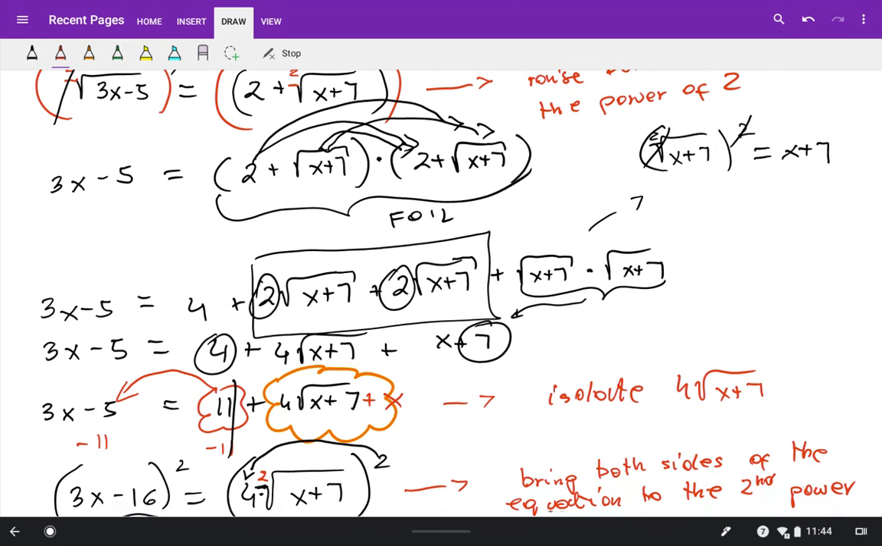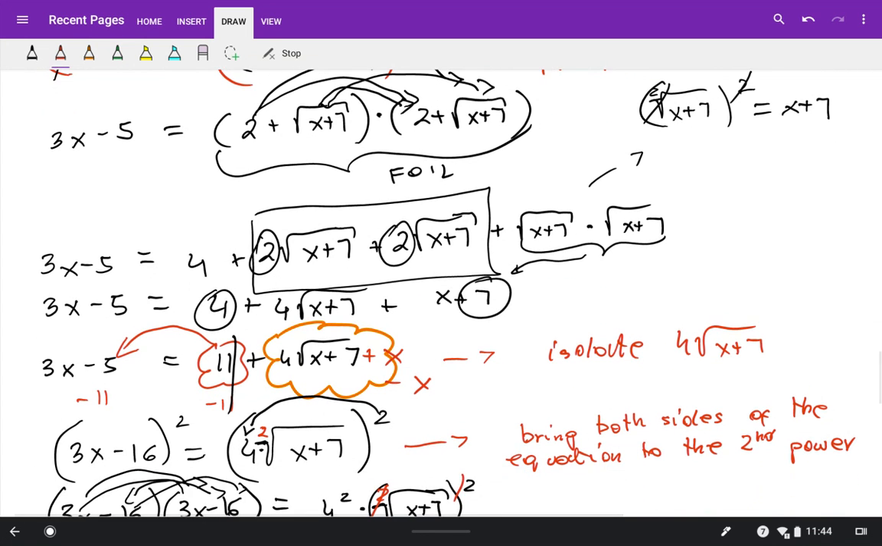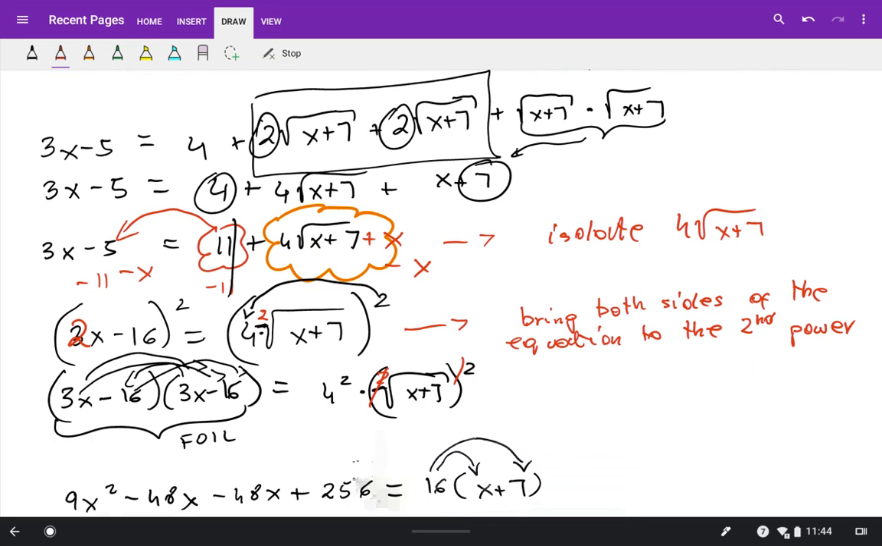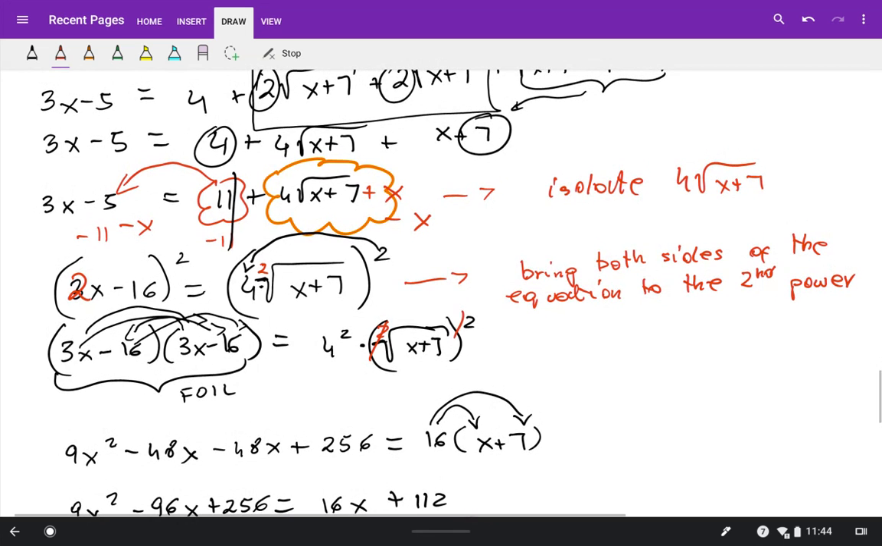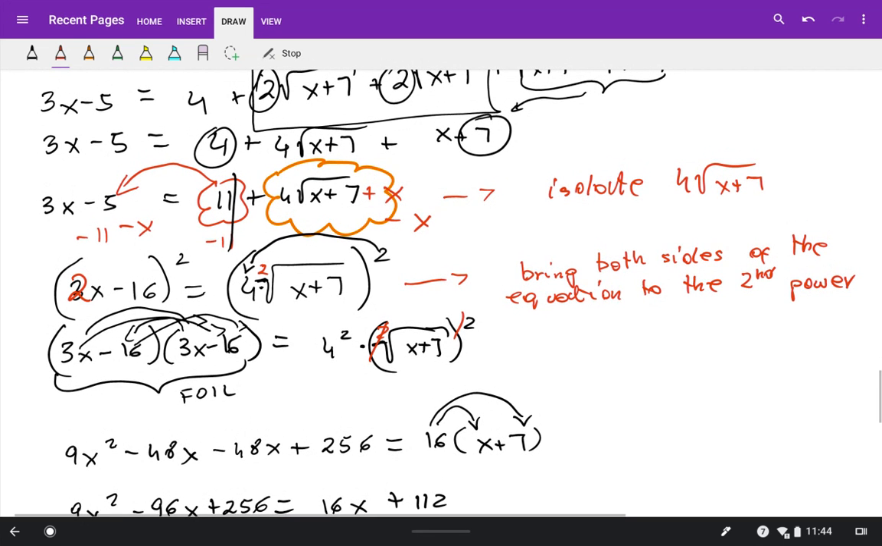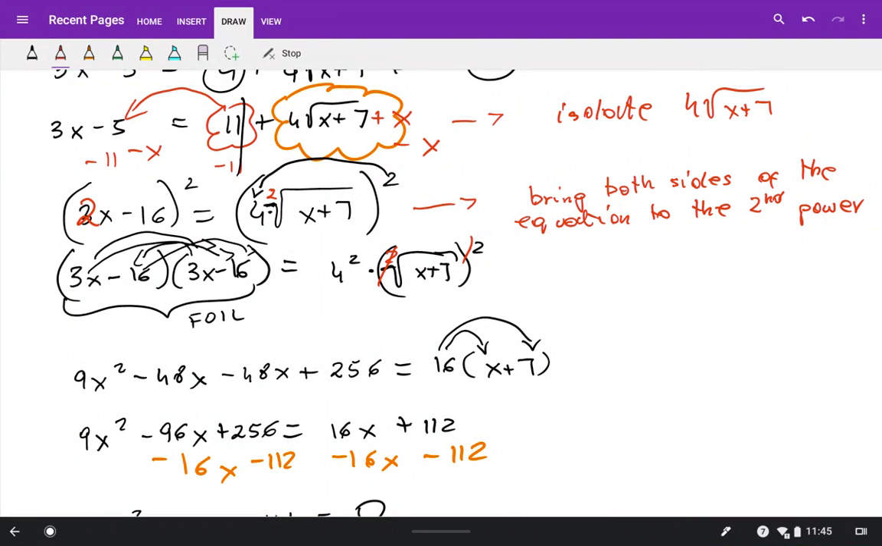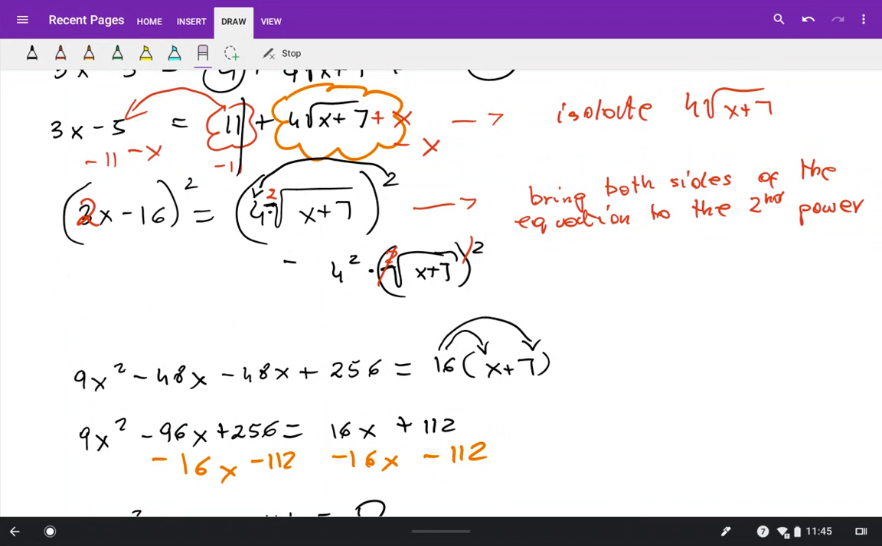So I subtract 11 and we are subtracting x here. And that will give you 2x. That should be 2x minus 16. It's equal to 4. Okay. And then when we FOIL, I apologize. Right here, everything here, I'm going to erase it. It was a mistake, and sorry guys.